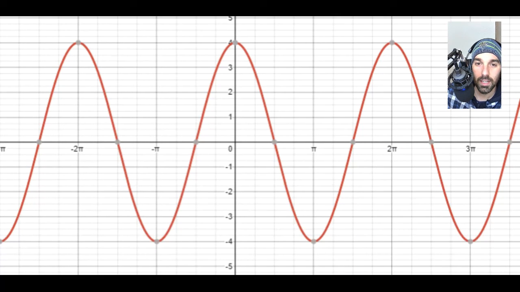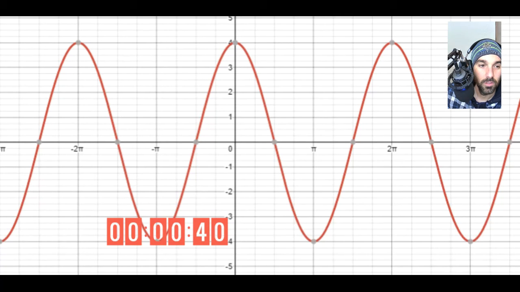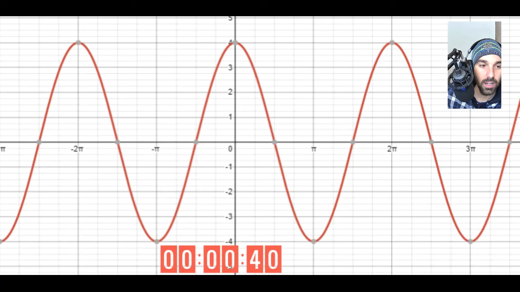Okay, so I'm going to give you guys a little bit of time. The graphs on this one are okay. So I'm going to give you guys 40 seconds to try and figure out this one.